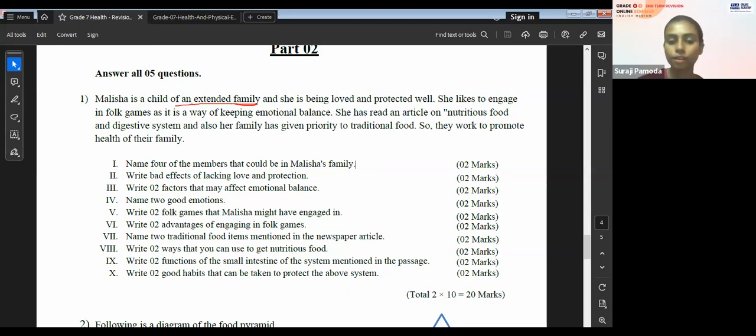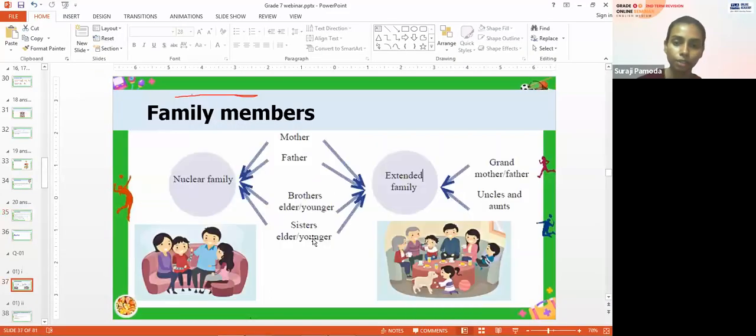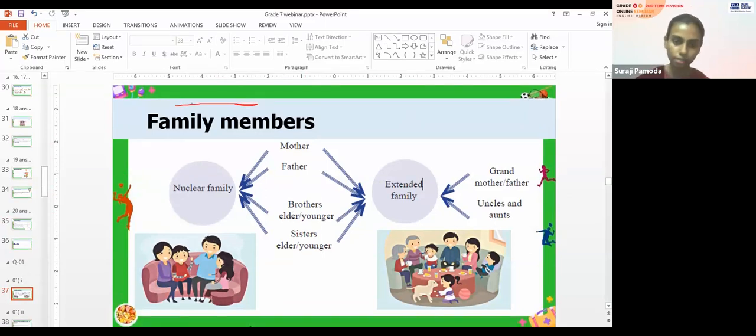It includes only mother, father, brother, sister and other children. Yes, that is a nuclear family. So here you can see a nuclear family contains these people: mother, father, brothers and sisters. But an extended family contains, other than those people, uncles, aunts, grandmother and grandfather. So for this one, as Malisha has an extended family, you can write grandmother, grandfather, uncles and aunts also. Okay, clear?